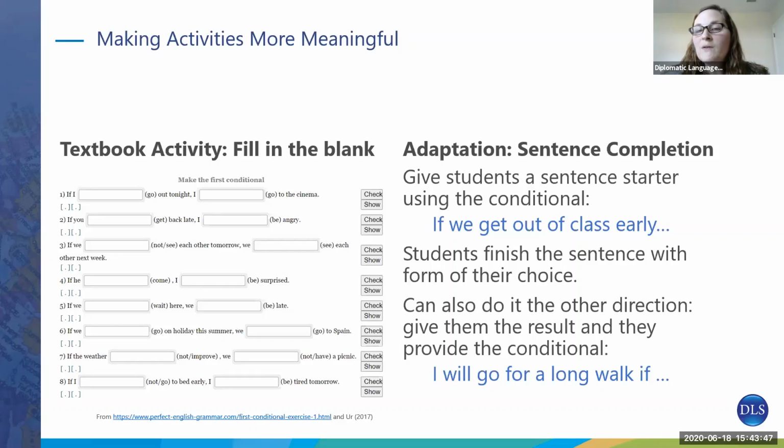Another option is you can switch it around and do it the other way. You give students the results. I will go for a long walk if, and then they fill in if this happens or if that happens, whatever. So a lot of times, fill in the blank activities, you can make them a little more meaningful by doing a sentence completion activity instead. Okay.